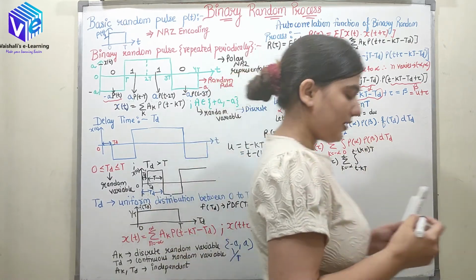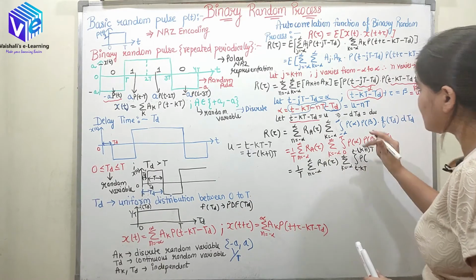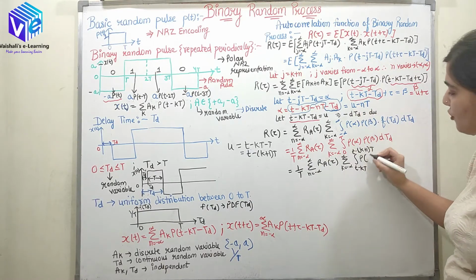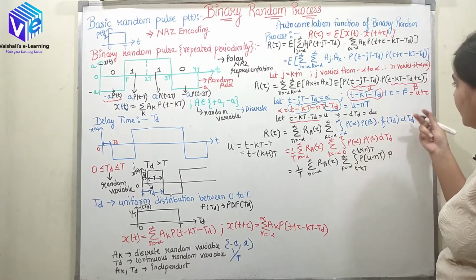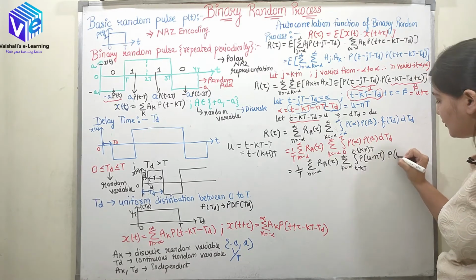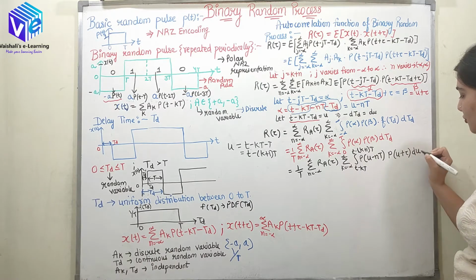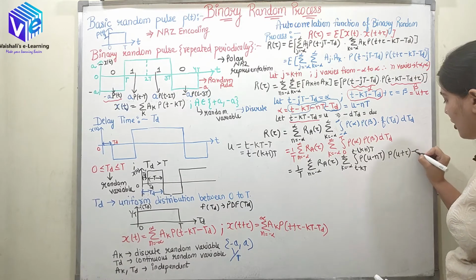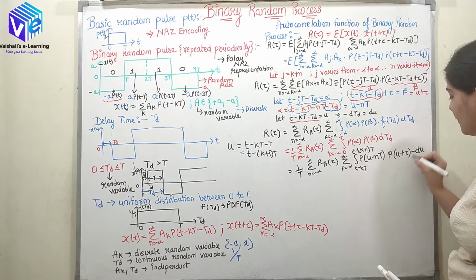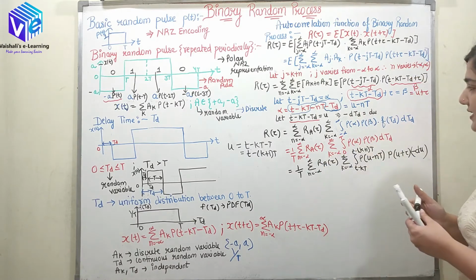Now here I have alpha in terms of u as well. So what was alpha in terms of u? It is u minus nT, and what was beta in terms of u? It was u plus tau, du. So this is minus du, because dTd is equal to minus du.